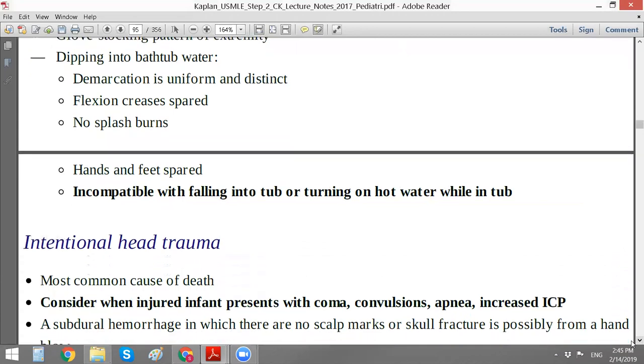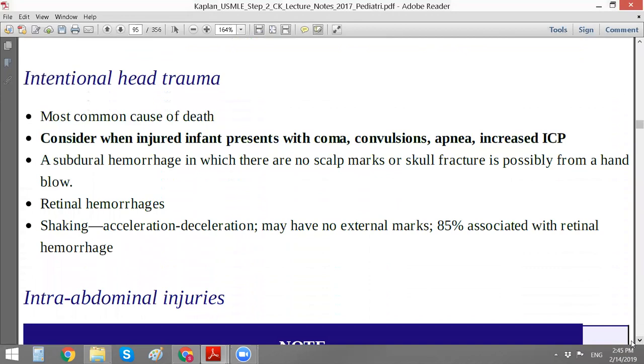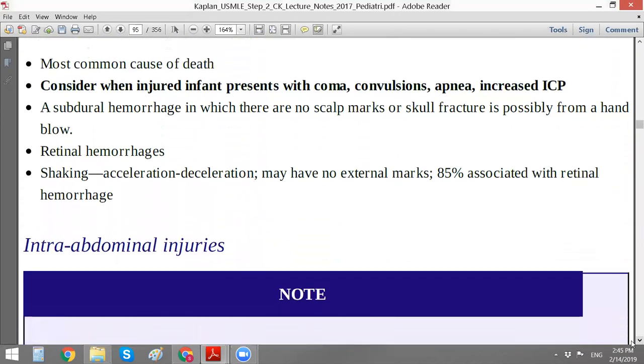Intentional head trauma is the most common cause of death. Consider it when an injured infant presents with coma, convulsions, apnea, or increased ICP. Subdural hemorrhage occurs even though there are no scalp marks or skull fracture. Trauma, hand blow.